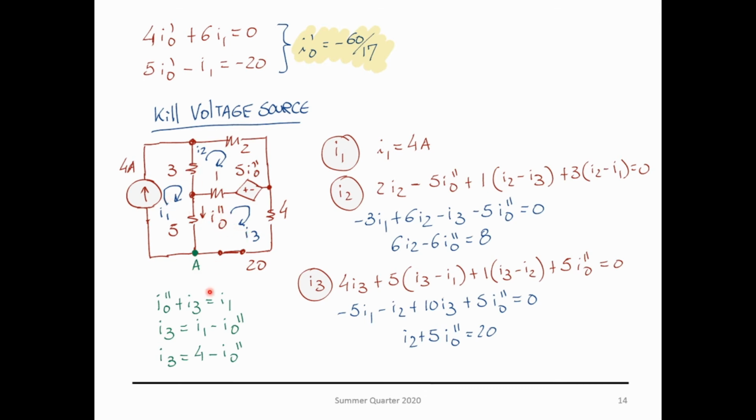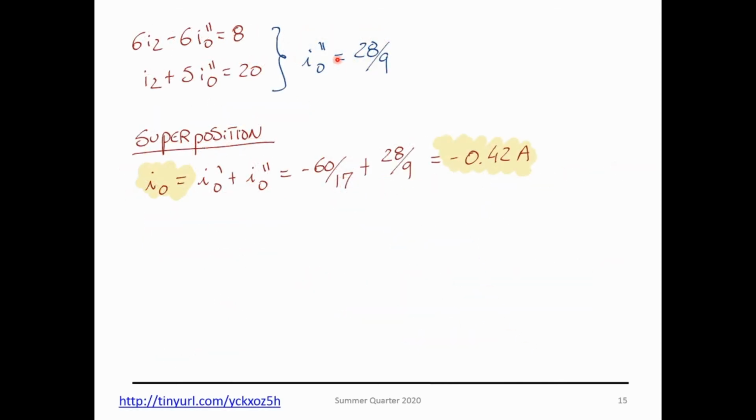So by finding a relationship between I0 prime and I3, I can have three equations and three unknowns. I know I1 is 4 amps, I2 is this loop over here, I3 is the one on the bottom. I solve these equations and I get 28 over 9. Putting it all together gives me this current.